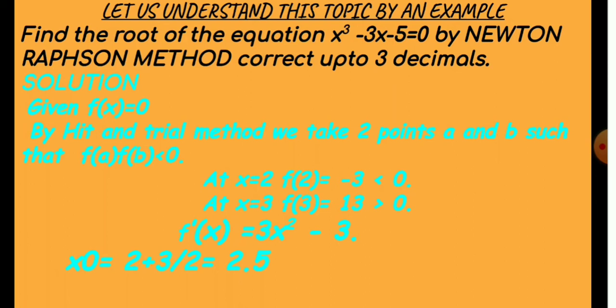Here x0 equals (a + b)/2. What is a? a is 2, b is 3. (a + b)/2. Okay. x0 equals 2.5. Now we find the first approximate value.